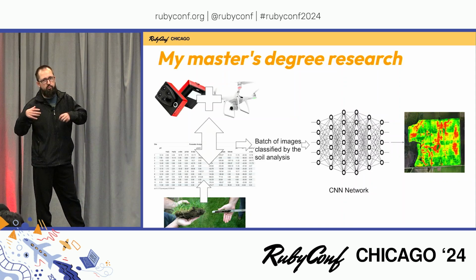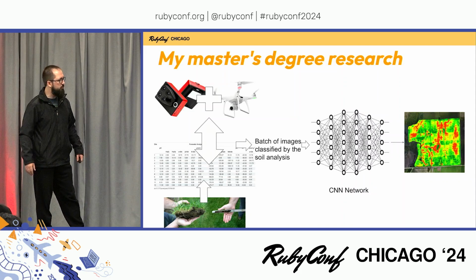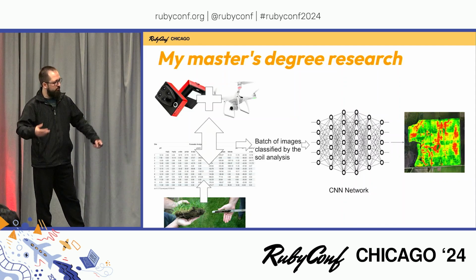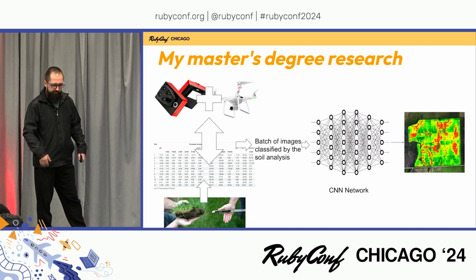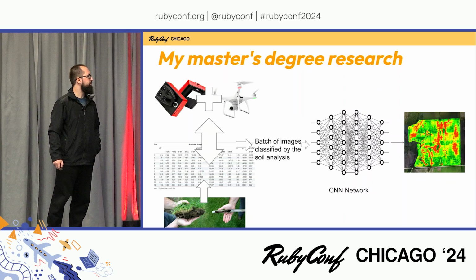My master's degree research is basically this: we collect some soil samples in the field, in the farms, or whatever the place is. We send them to the lab, and they send us the chemical information about this soil sample. With that, we also launch a drone with multiple cameras and sensors to capture the soil images. We collect the images, apply some formulas, and put them in a CNN to try to get a heat map of the chemicals in the soil.